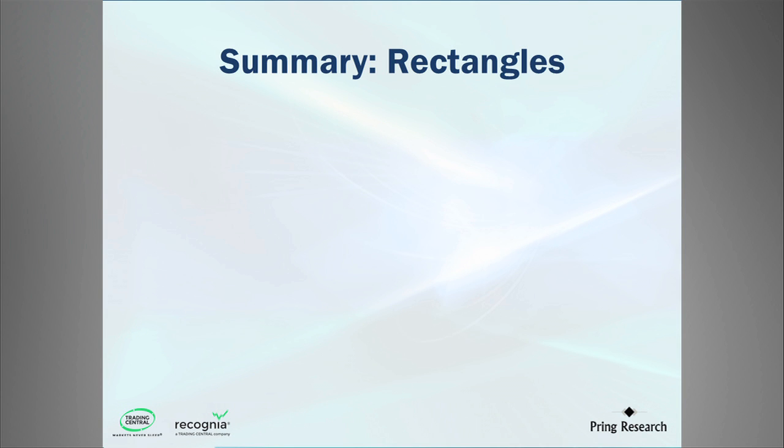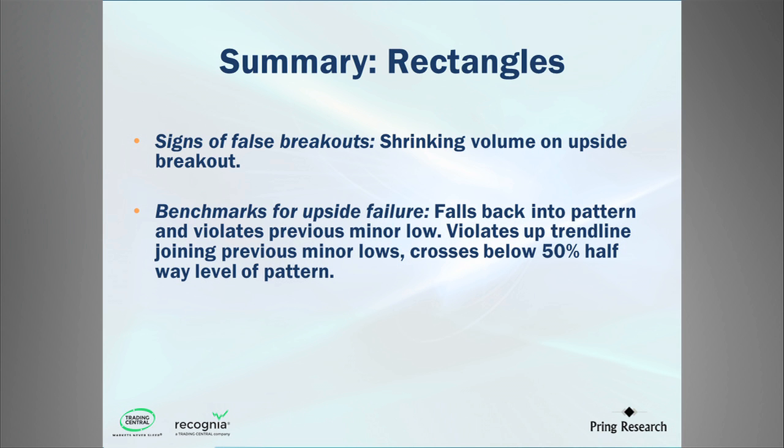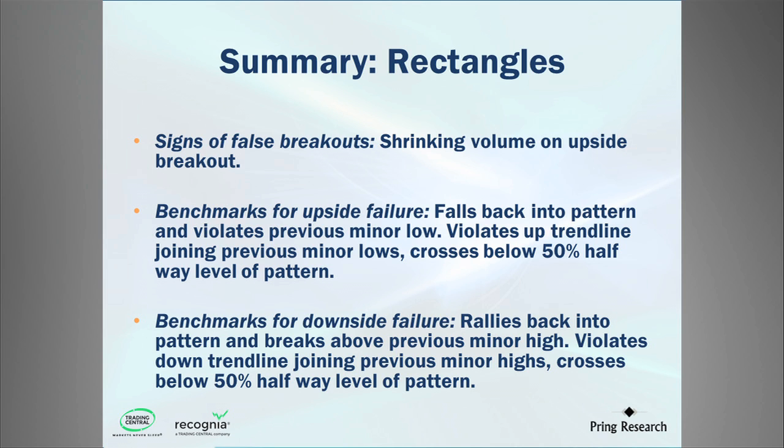Signs of false breakouts. Shrinking volume on an upside breakout. Benchmarks for upside failure. Falls back into the pattern and violates a previous minor low. Violates an uptrend line joining previous minor lows. Crosses below the 50% halfway level of the pattern. Benchmarks for downside failure. Rallies back into the pattern and breaks above the previous minor high. Violates a downtrend line joining previous minor highs, or crosses below the 50% halfway level of the pattern.